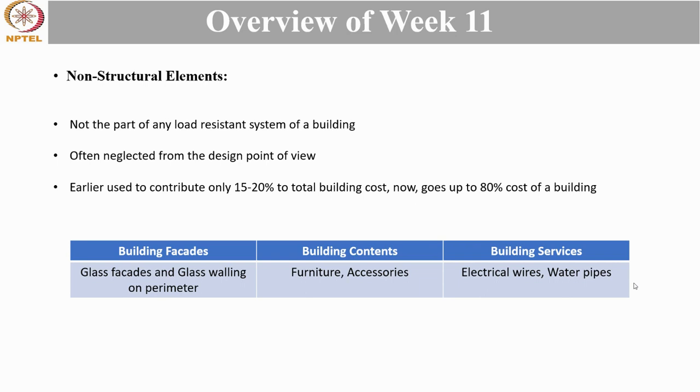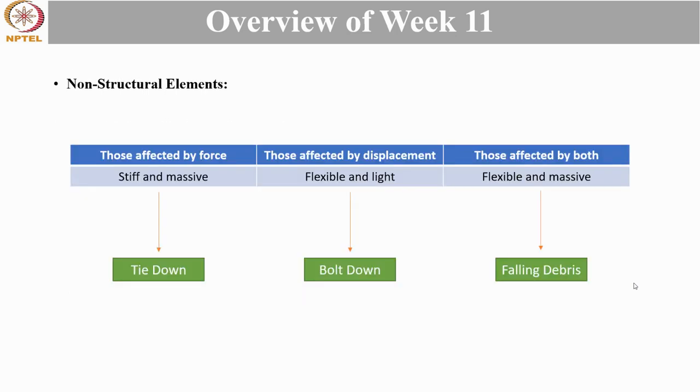Now, how can these non-structural elements get affected? They can get affected either by force or by displacement or by both. So, by force, elements which are stiff or massive would be affected since they won't move much but they can get toppled and thus need to be tied down. By displacement, non-structural elements which are light and flexible would be affected since they will easily deflect or move and thus need to be bolted. And then there are some elements which are both flexible and massive, for which special care should be taken from falling debris and all.